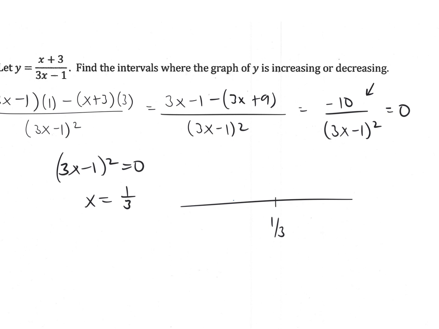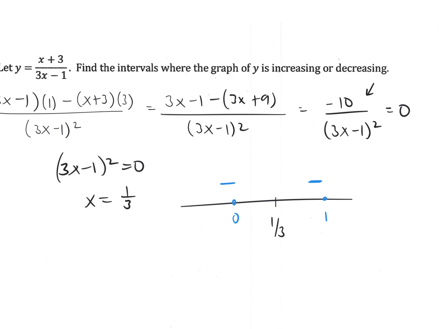So to the left, let's pick 0. That's easy. If I plug in 0, I get negative 10 over 1, so it's a negative. If I plug in 1, I get negative 10 over a positive, which gives me still a negative. So I got two negatives. It's decreasing for both intervals. However, what is happening at 1/3? It's undefined, which means it has a vertical asymptote.